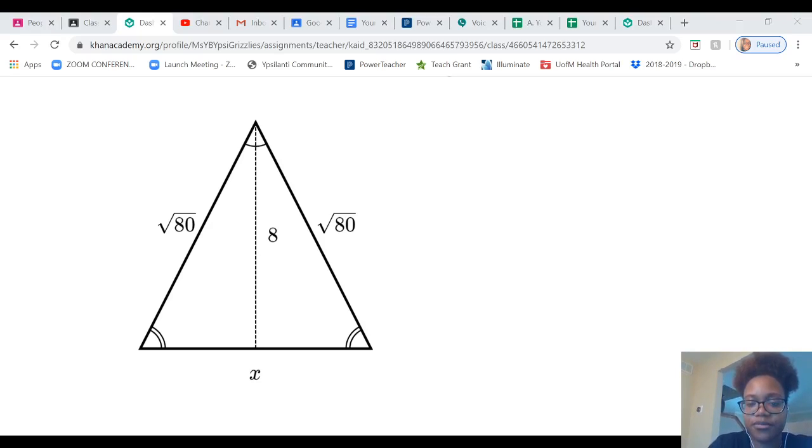So 64 plus y squared equals 80. Subtract 64 from both sides. And that gets you y squared equals 16. Take the square root of both sides, so y is 4. So if this side is 4, this whole side x has to be 8. Again, that's because these two sides are equal and they're both half of this whole thing. So we have to remember to double our answer for this one. So our final answer for this one would be x equals 8.